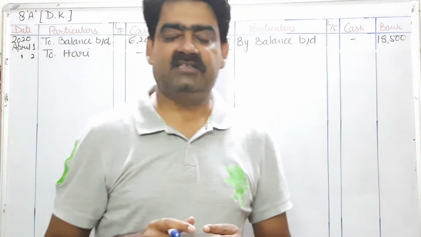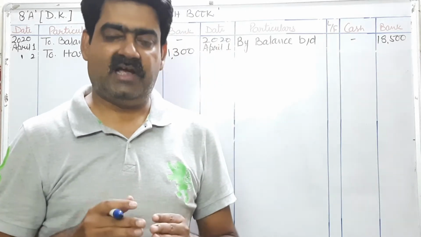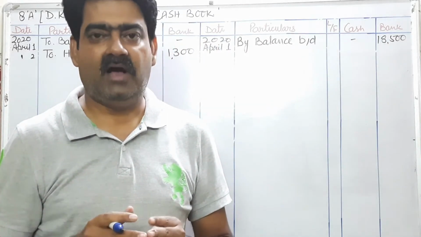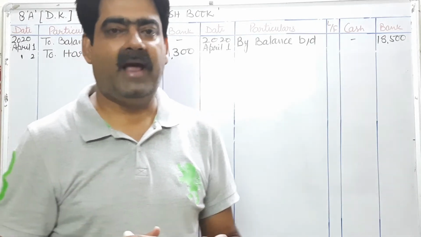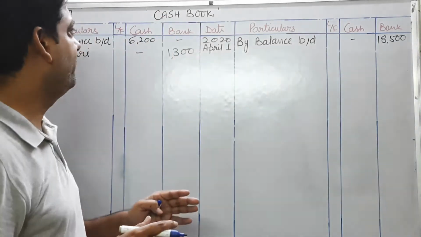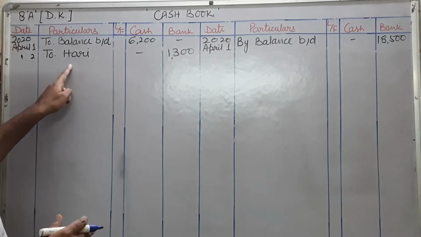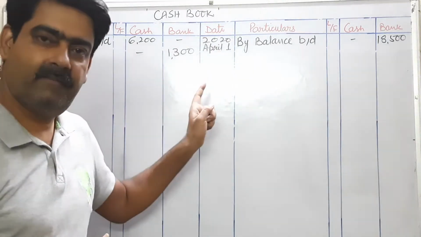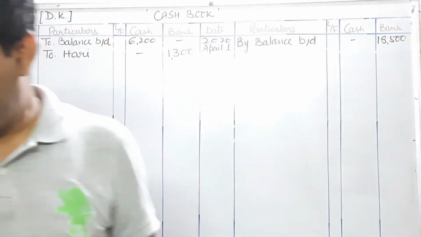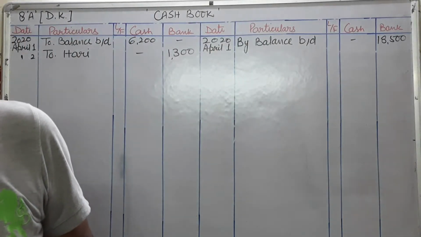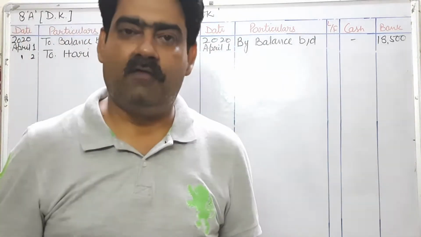Why will we write this amount in bank column? Because this time we are receiving a check from Hari and immediately we are depositing this check into the bank. So entry will be bank account debit to Hari and the amount will come in bank column. Okay.